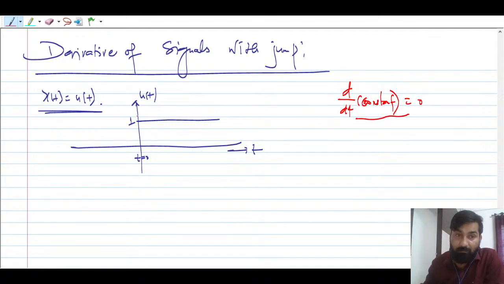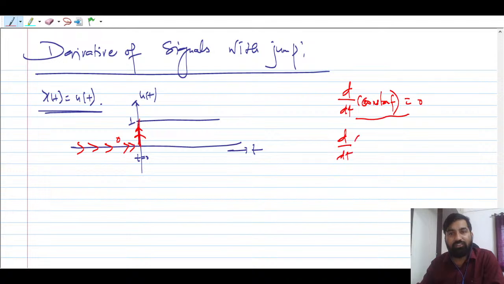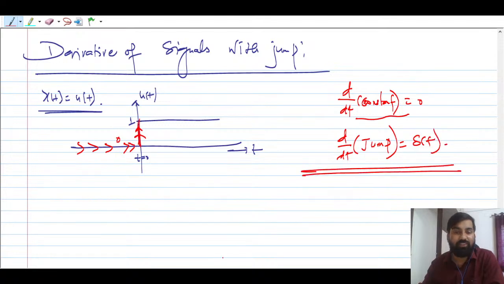But suppose there is a jump. You are coming like this and suddenly going up. It was 0, now it becomes 1. So d y by d t of a jump is going to be a delta function. Remember, this is a very important concept. In signals and systems it is allowed, but not in mathematics, where if any function is discontinuous, you can't differentiate.